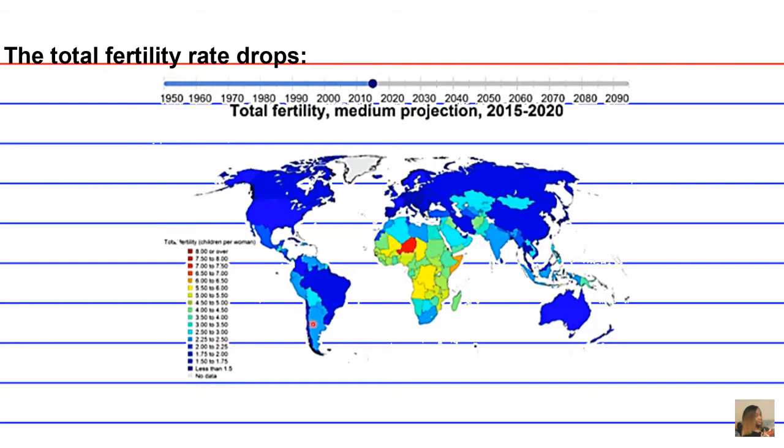And in less developed or developing countries, you have the light blue regions, so they're going to be having anywhere between 3 to 2.5 kids. Again, I don't know how you have 0.5 or 50% of a human being.